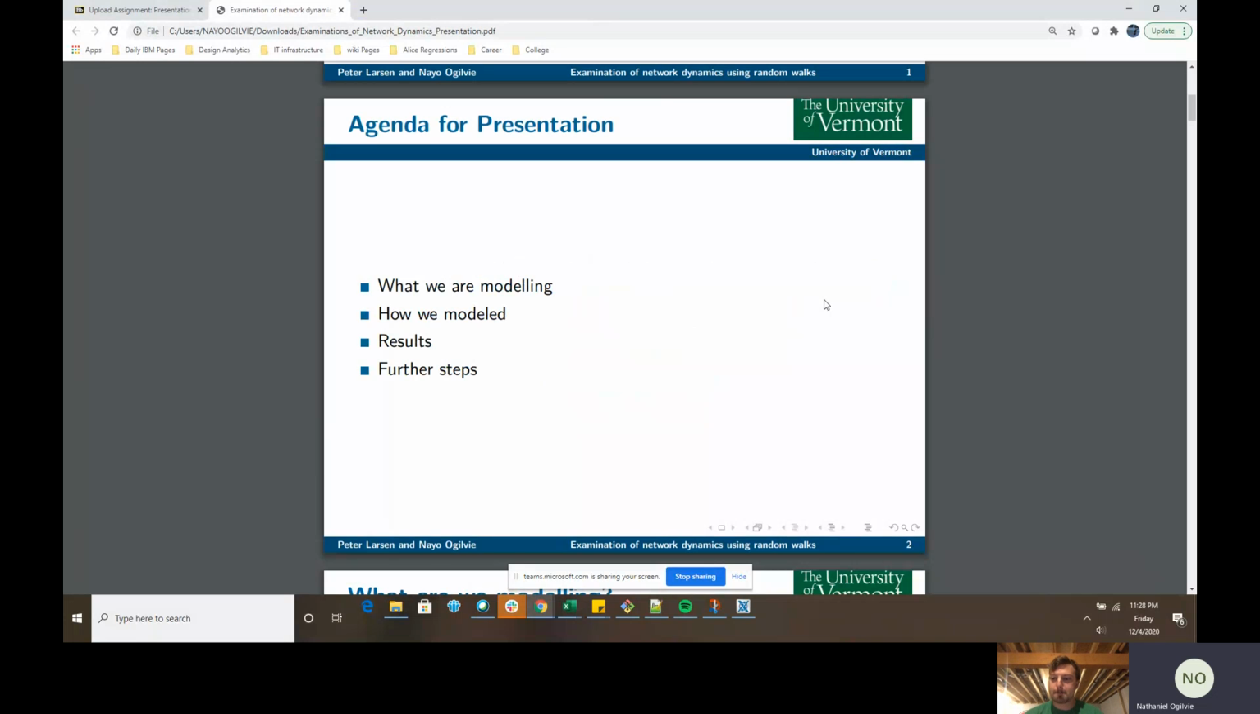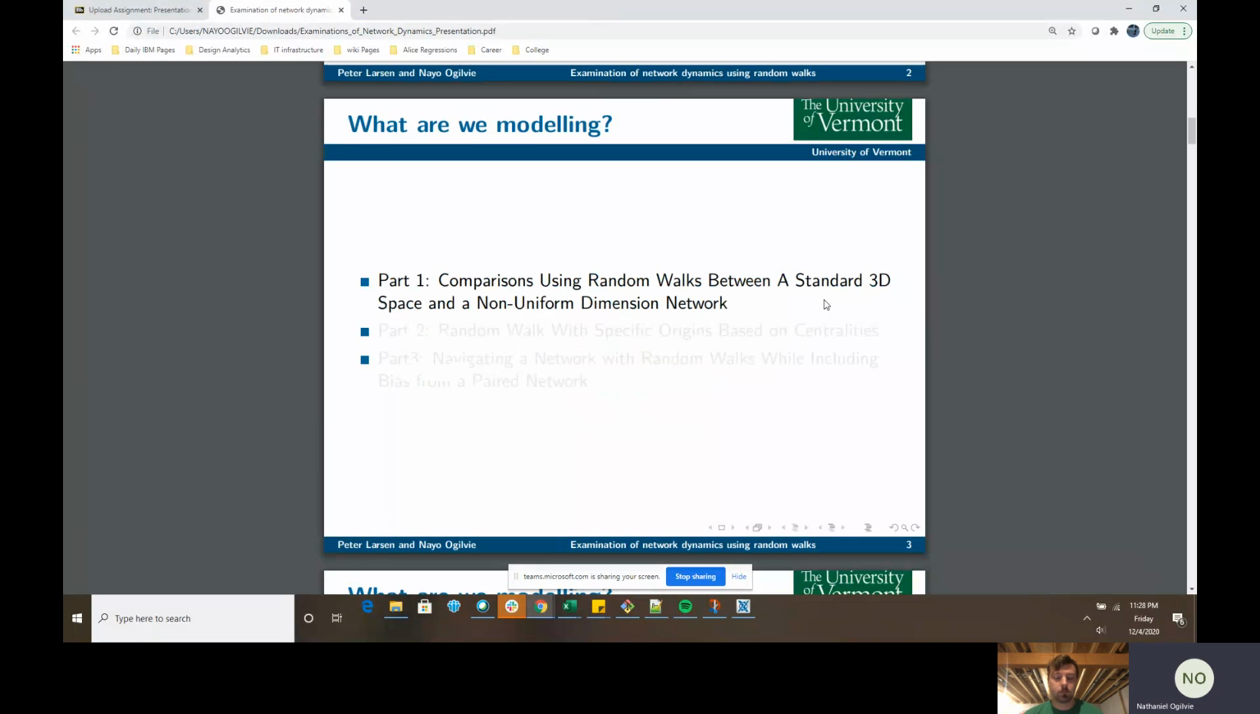So what we're going to go over for this presentation is we'll start off by telling you a little bit about what we're going to be modeling, how we modeled it, the results that we've gotten so far, and then further steps over the next few days before the deadline next week.